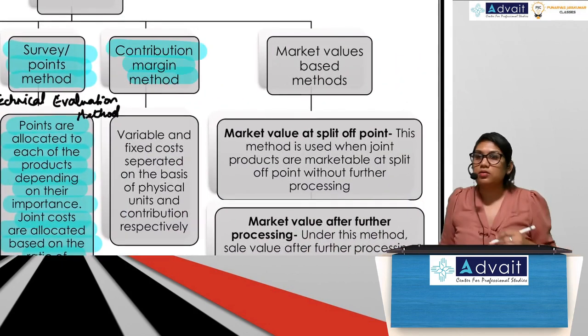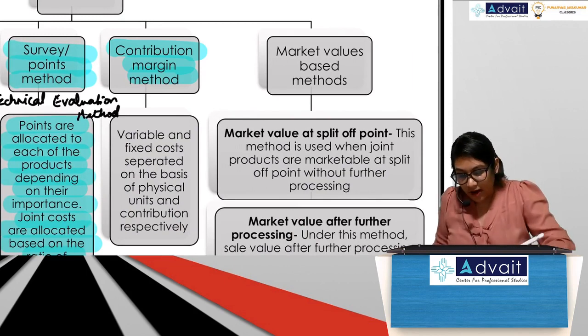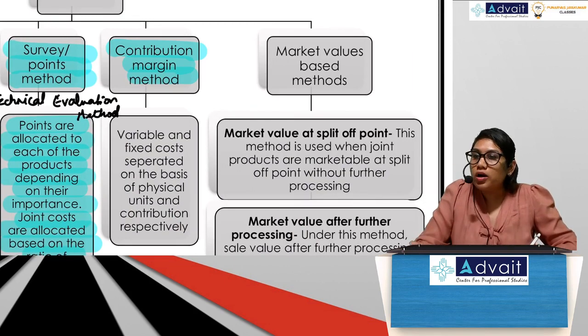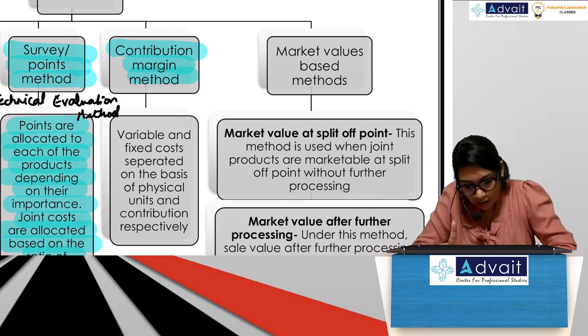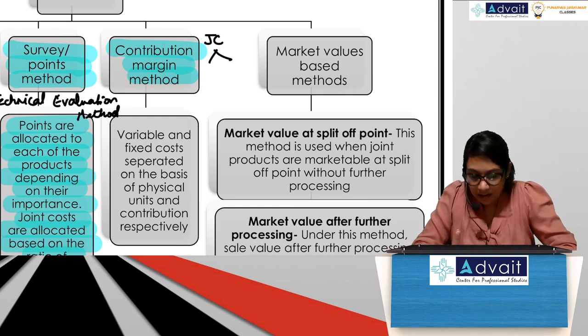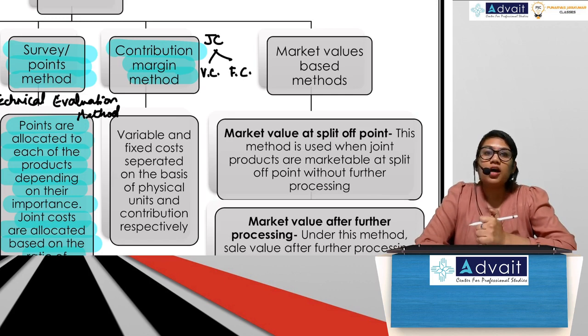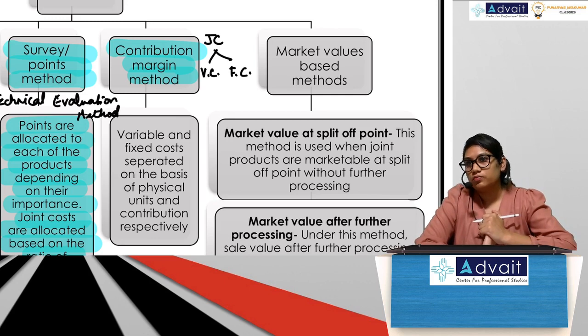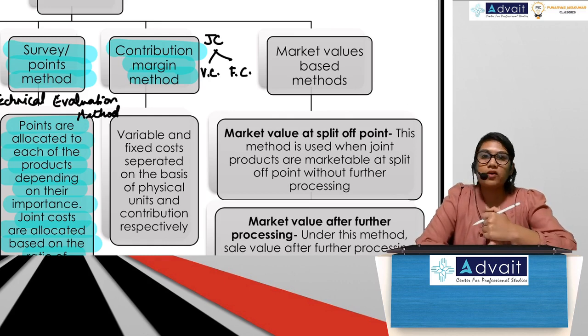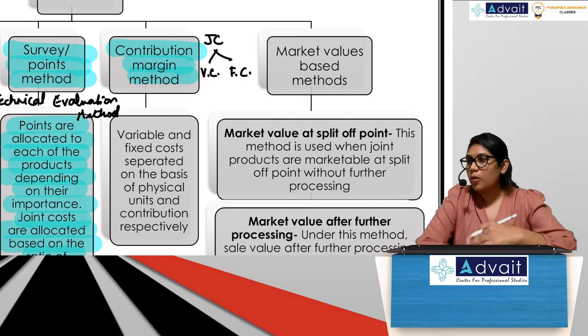Contribution margin method. First point to be noted: the contribution margin method can be used only when joint costs are split and given to us as variable costs and fixed costs. If joint costs are not given in the form of variable costs and fixed costs, we cannot use the contribution margin method. So suppose, assuming they have been given, they have given us joint costs in the form of variable cost.